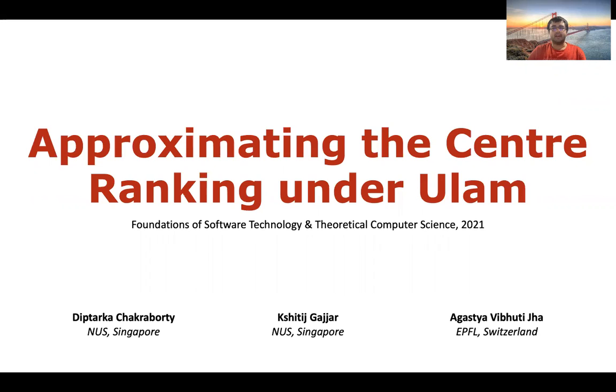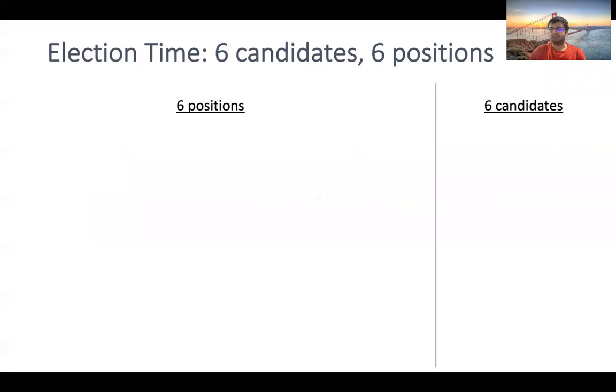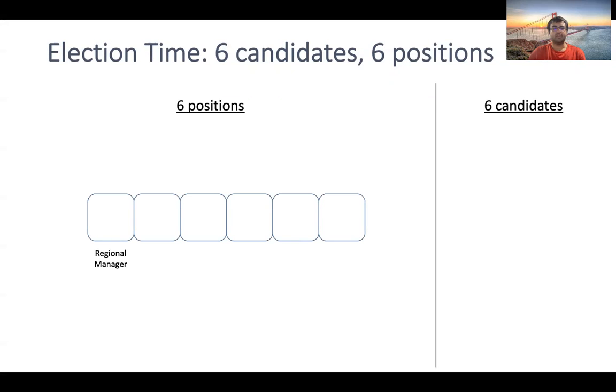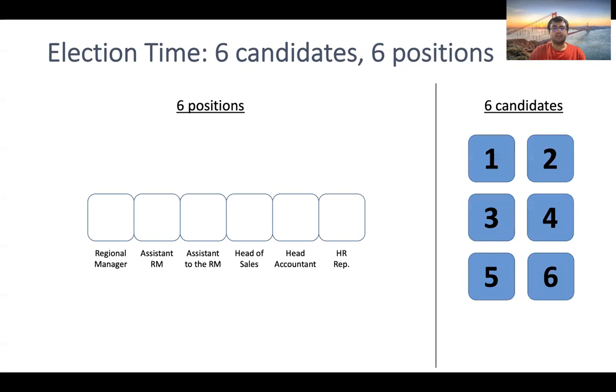Okay, so I'll jump right into the real life motivation for our problem. Suppose there is an election in an office. There are 6 candidates: regional manager, assistant regional manager, assistant to the regional manager, head of sales, head accountant, and HR rep. The final election results will be essentially a one-to-one mapping of these candidates to these 6 positions. Essentially, we want to produce a permutation of these 6 candidates.